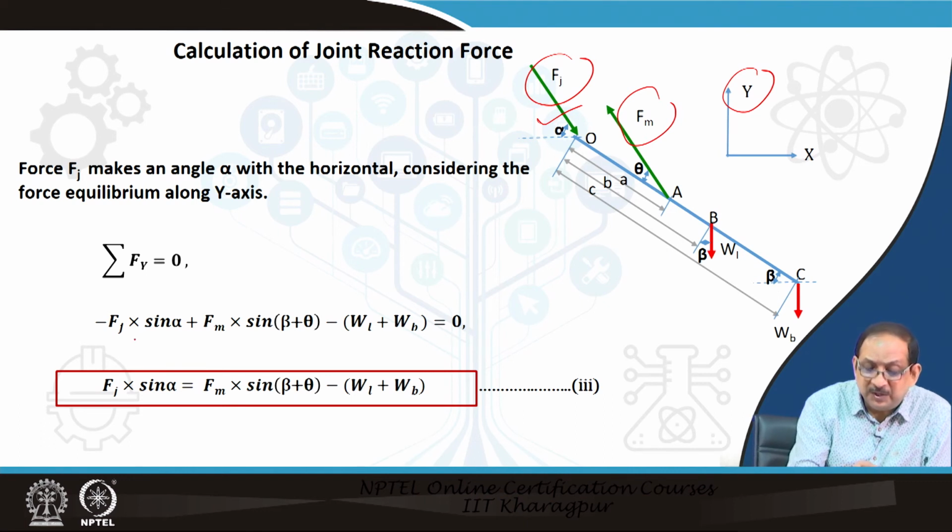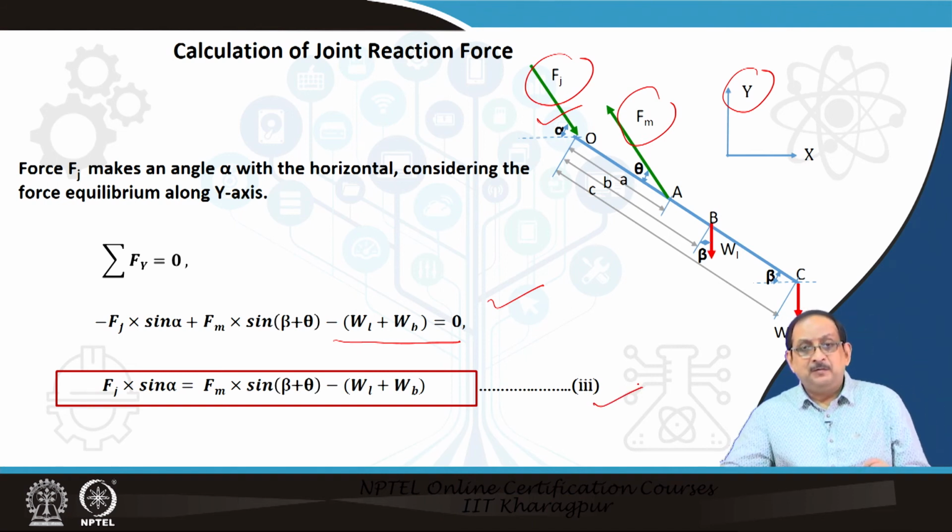So, we can write down the equations relating the vertical component of Fj, Fm, the weight of the limb and the weight of the boot. So, we finally write down equation 3, connecting the joint reaction force and the muscle force in terms of limb weight and the weight of the boot.